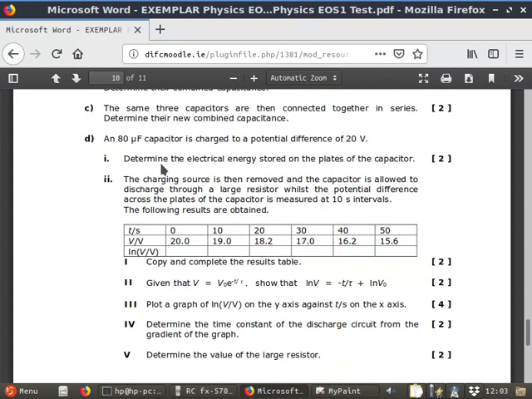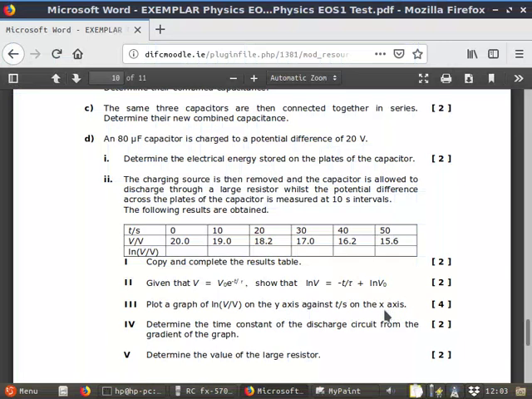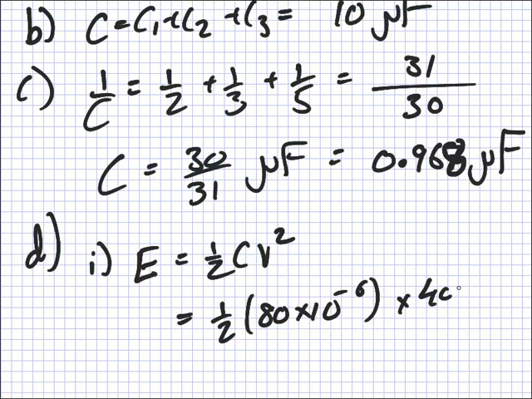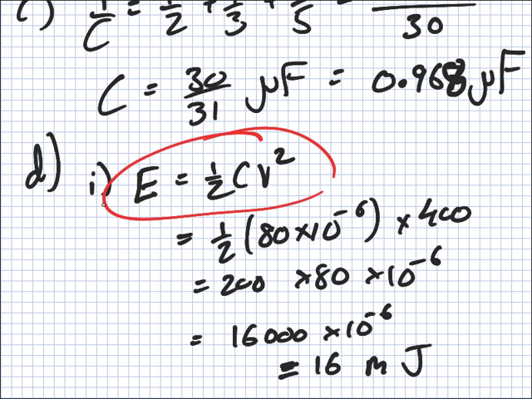It's a different one now. It's 80 times 10 to the minus 6. And then the V is 20. 20 squared is 400. So that's 200 times 80 times 10 to the minus 6. So what's that? 16000 times 10 to the minus 6. So that's 16 millijoules then. Okay. Like I said, this formula here, we're doing that tomorrow. It's just a formula. It's nothing special.